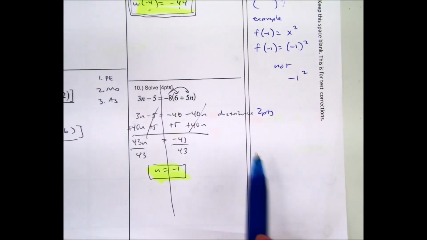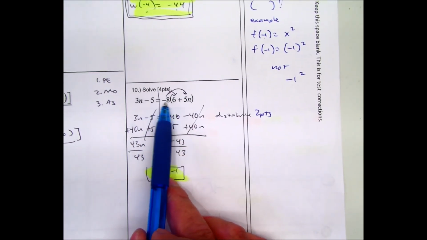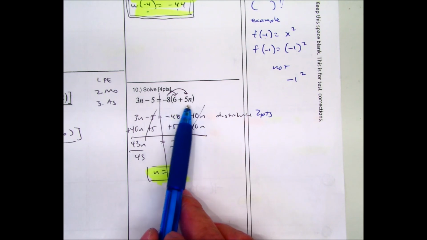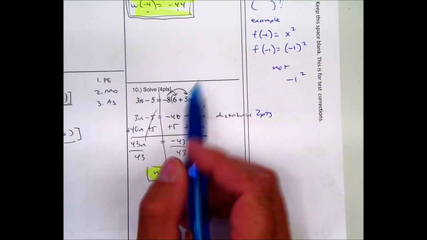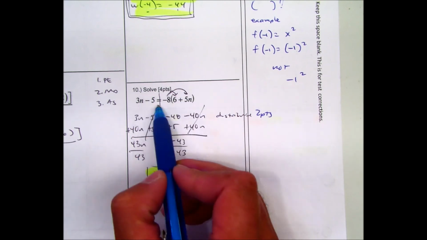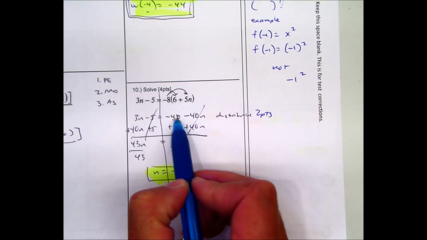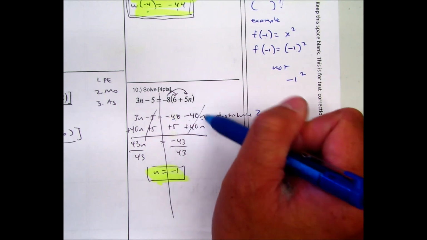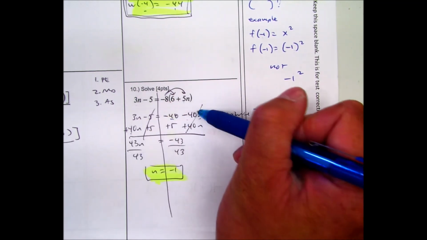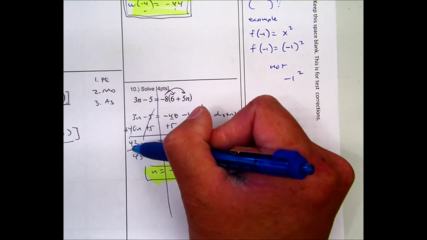Question number 10, I have 3n minus 5 equals negative 8 times 6 plus 5n. You're going to distribute. If you distributed correctly, I gave you 2 points total. This stays the same, and then that's negative 48 and negative 40n. I'm going to get those n's together. I'm going to add the 40n to both sides. This will cancel, and this will equal 43n.